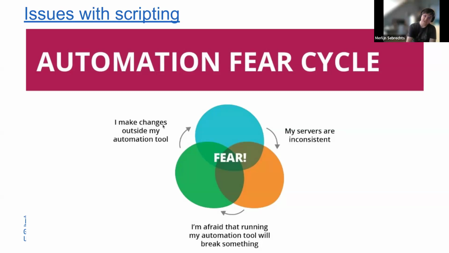And so because the servers are inconsistent, system administrators using scripting are often afraid that running their script will break something, because not all servers are using the same versions, the same configuration files. Not all servers are identical. So when a small thing needs to be fixed, instead of changing their automation script and then rerunning it, they actually make changes outside of their automation tool, even more changes, even more configuration drift, even more inconsistency, and they're even more afraid that their automation tool will break something.